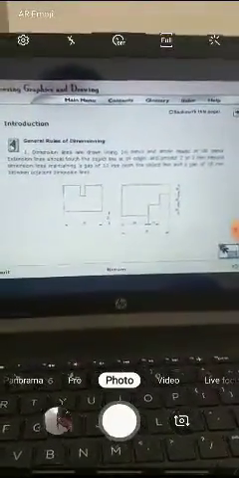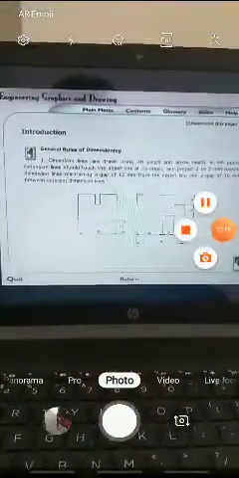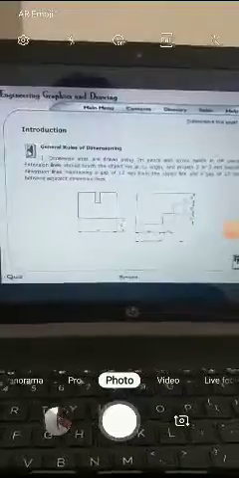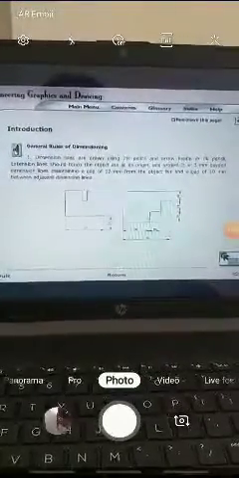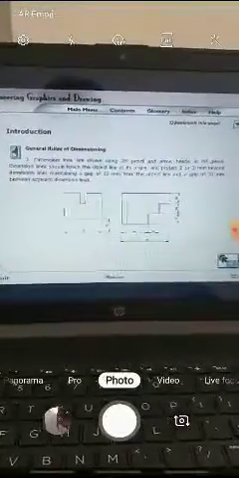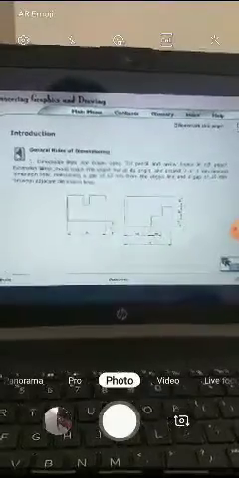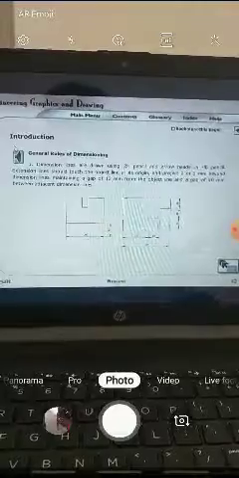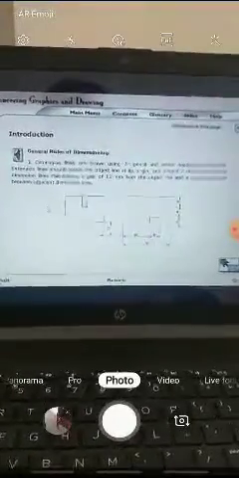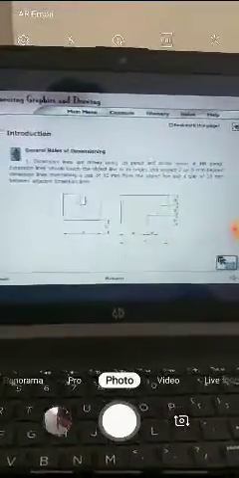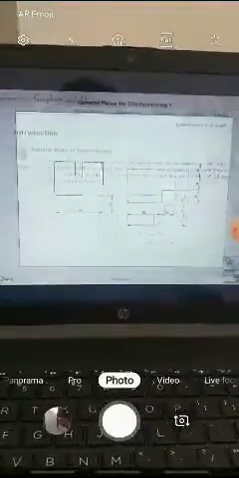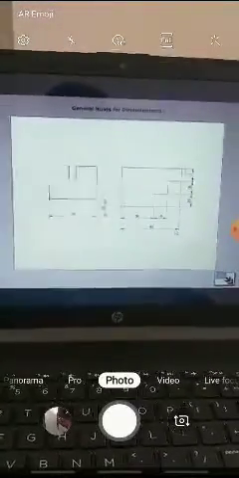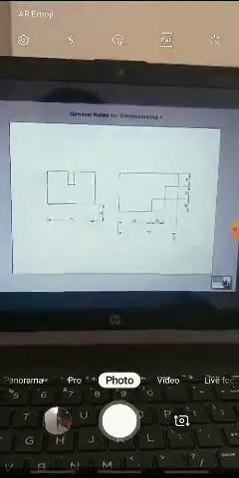General rules of dimensioning. Dimension lines are drawn using a 2H pencil and arrowheads in an HB pencil. The extension line should touch the object line at its origin and project 2 or 3 millimeters beyond the dimension lines, maintaining a gap of 12 millimeters from the object line and a gap of 10 millimeters between adjacent dimension lines. This is the example of the general rules of dimensioning.